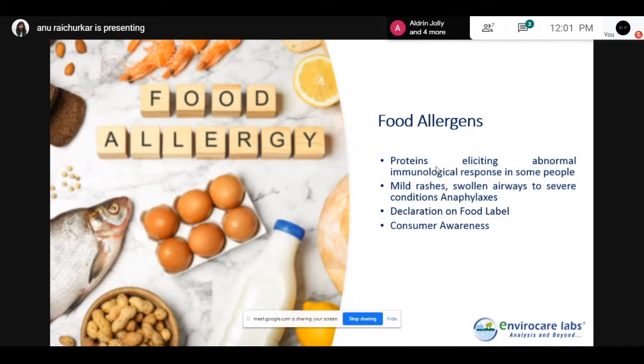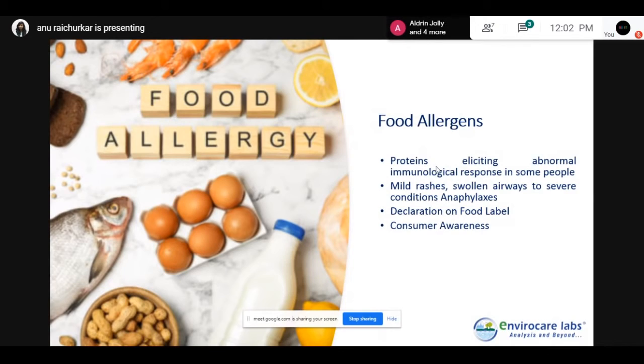It usually presents in the form of mild rashes, and that is nothing. Sometimes it is very mild, but sometimes it can have severe implications like swollen airways or difficulty breathing. And in the worst case scenario, it can cause anaphylactic shock and lead to the death of the individual. So it is very important that these products be screened and we go for allergen testing.